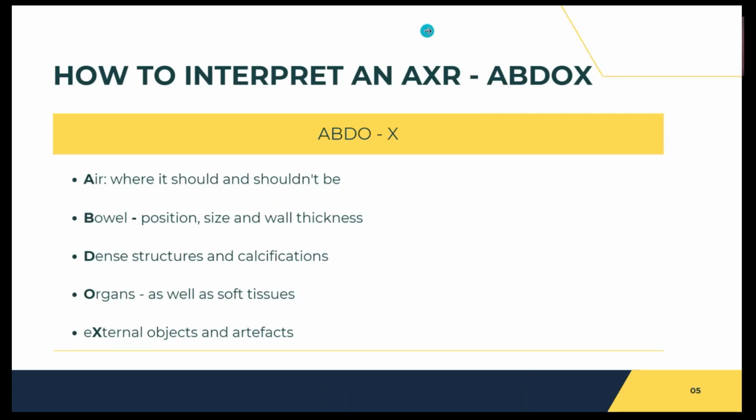And then X is for external objects and artifacts, things such as drain tubes, stents, surgical clips, and catheters. This can all give clues about the patient's history as well. By running this system every time, even subtle abnormalities become much easier to spot.